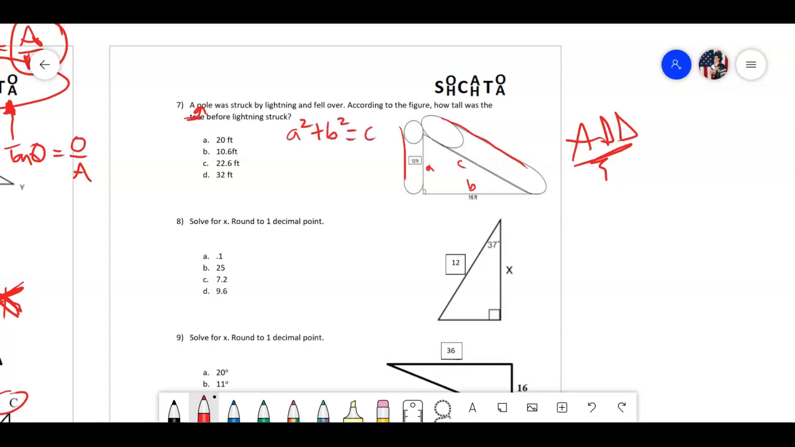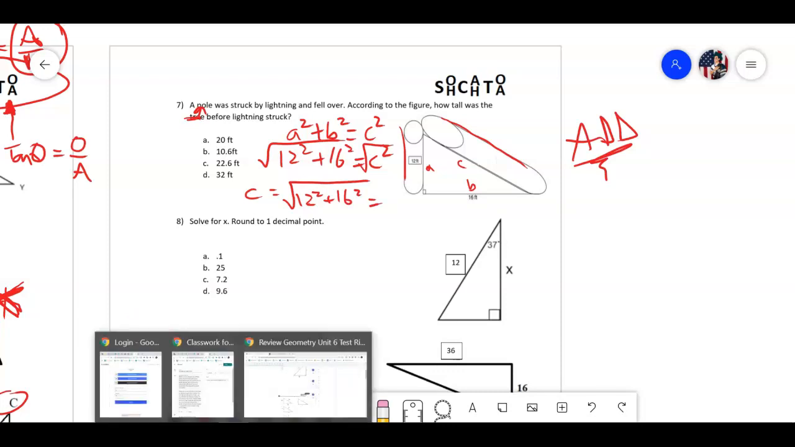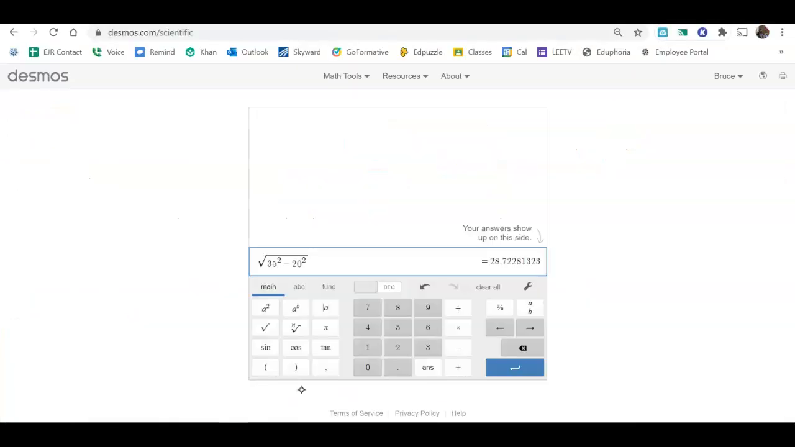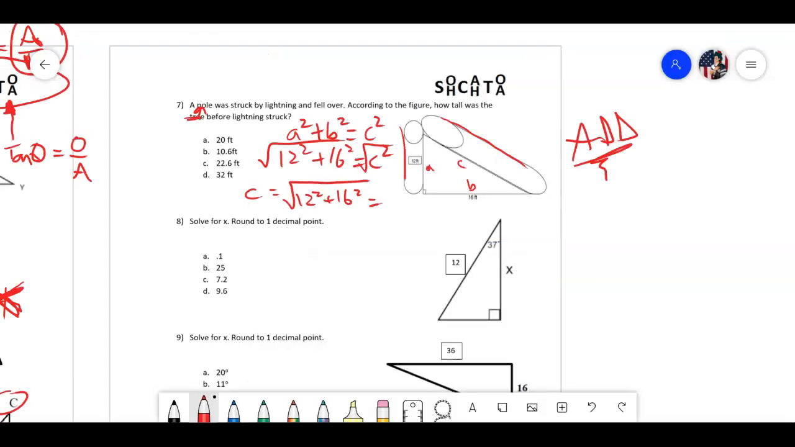A squared plus B squared equals C squared. So that's 12 squared plus 16 squared equals C squared. And again, to get rid of that squared, square root. So I know my C is the square root of 12 squared plus 16 squared. Let's do that real quick. Now, when I did that, I got 20 for my answer. So that means this side right here is 20.